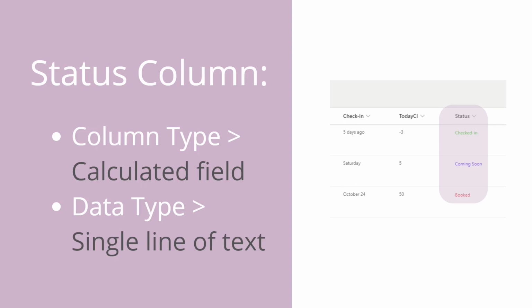For the status column, this is also defined as a calculated column, and the data type or the output value is defined as a single line of text. So this just allows us to have that booked, coming soon, or checked in text that is based on a calculation between these two columns.